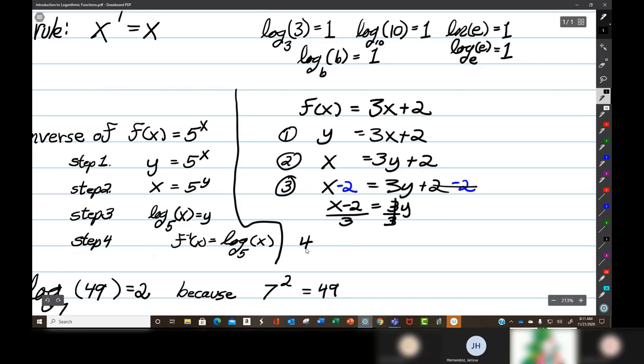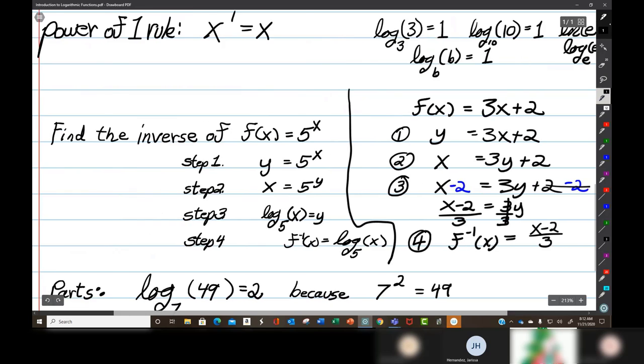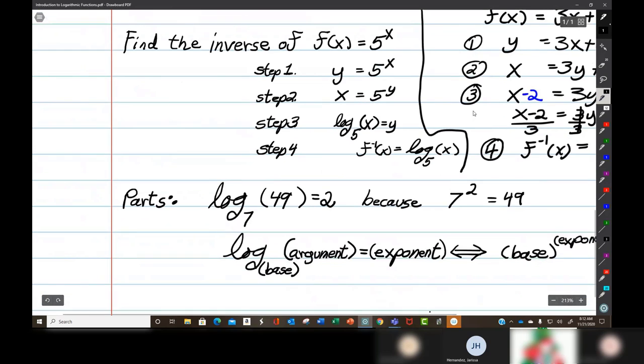So the fourth step is just to say, okay, I understand f inverse of x, that is the inverse function of our original f of x. We had f of x equals 3x plus 2. The inverse function is going to be x minus 2 over 3. So that was just a review of the steps. This has nothing to do with what we're talking about with exponential and logarithmic functions. I just wanted to remind you, because we're going to go through exactly the same steps here.